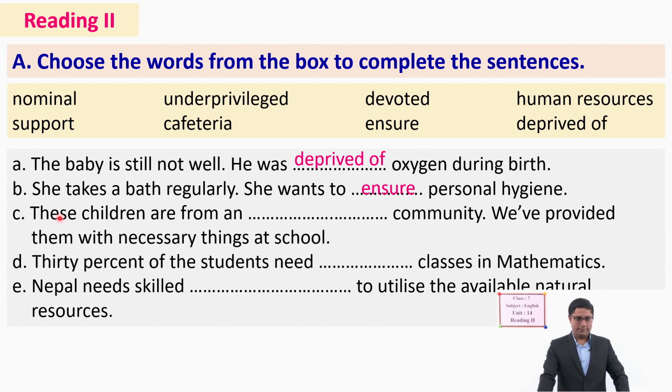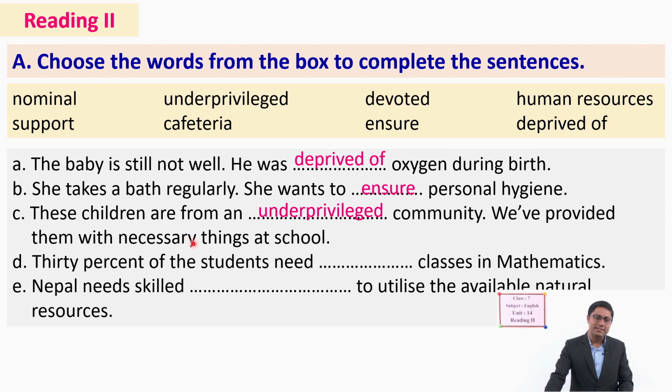the third one. These children are from an ... community. We have provided them with necessary things at school. Can you guess what is the correct answer there? Can you say? Very good. You need to use underprivileged. These children are from an underprivileged community, means very poor community. So, we have provided them with necessary things at school.